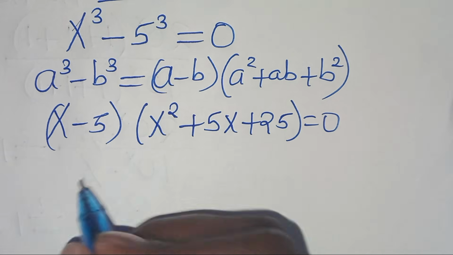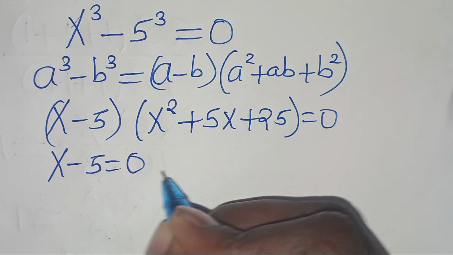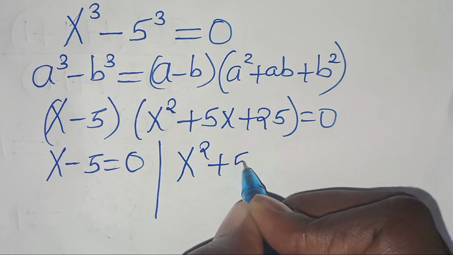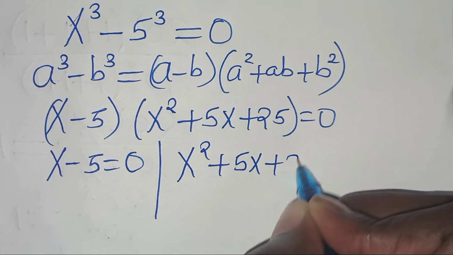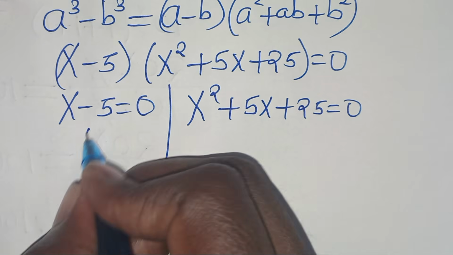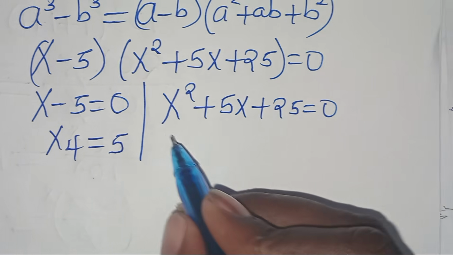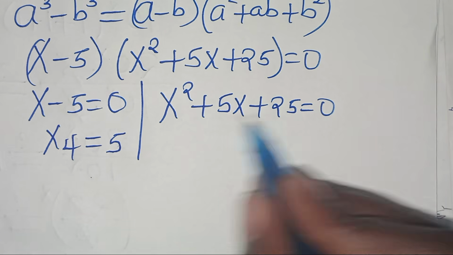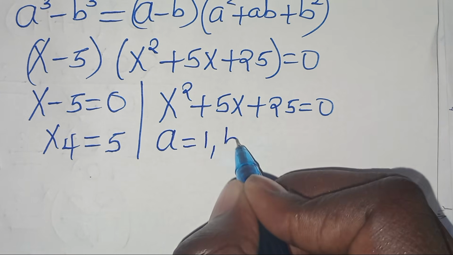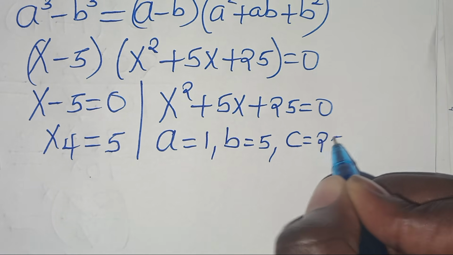Now this implies that we have two parts here. x minus 5 is equal to 0. Then we have x to the power of 2 plus 5x plus 25 is equal to 0. So this implies that x4 is equal to 5. Then we have the second part here, which is a quadratic equation, where a is equal to 1, b is equal to 5, and c is equal to 25.